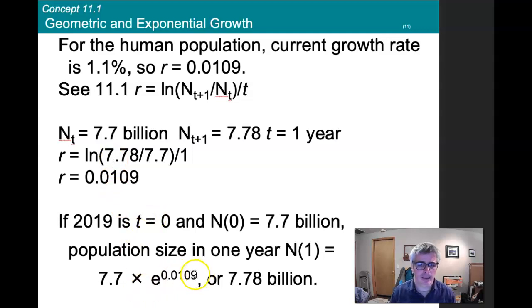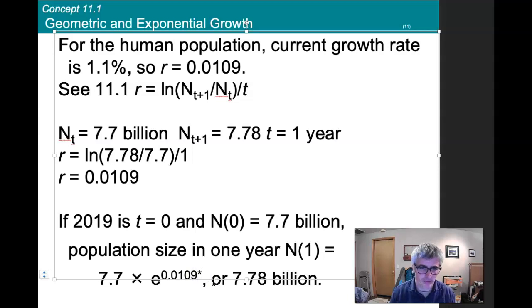But if we want to know what population is going to look like in 10 years, then we'd add a times.